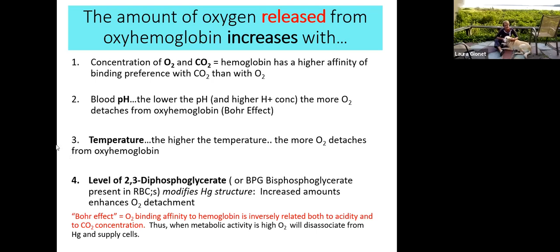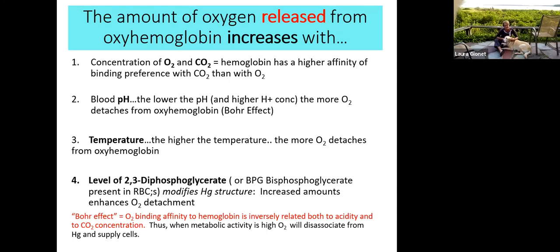Okay. So what are things that stimulate the dissociation of oxygen from hemoglobin? The concentration gradients of these things. Concentration of oxygen and carbon dioxide. Hemoglobin has a higher affinity and binding preference for carbon dioxide than oxygen. So in areas, you can hear my dogs barking here.